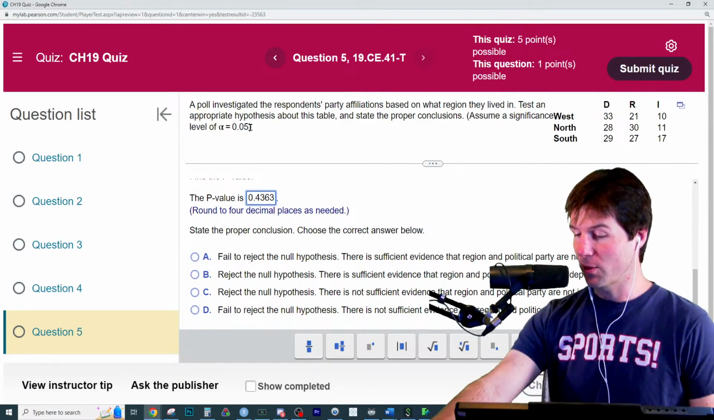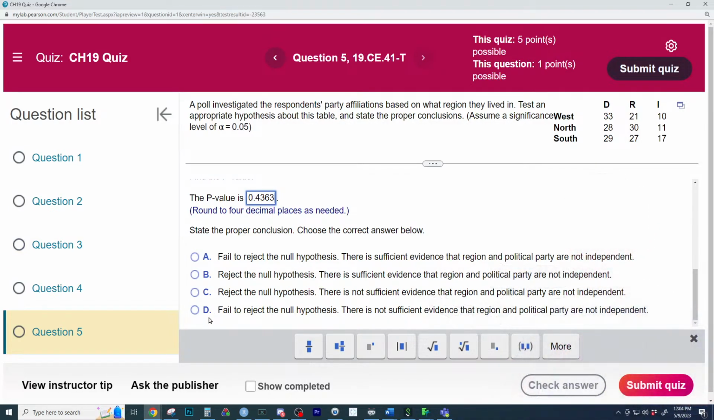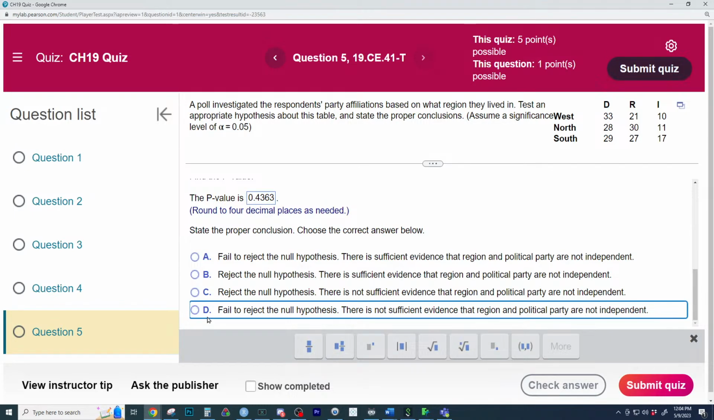I do not have evidence for the alternative right there. So we fail to reject the null. There is not sufficient evidence that region and political party are not independent. I think right there is not sufficient evidence.